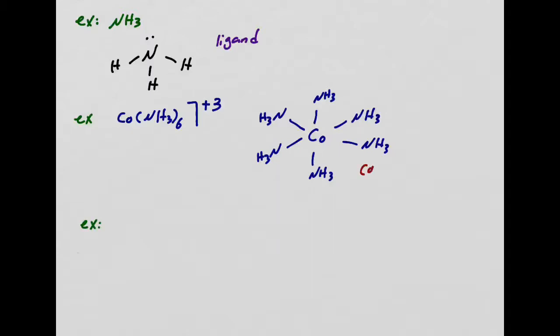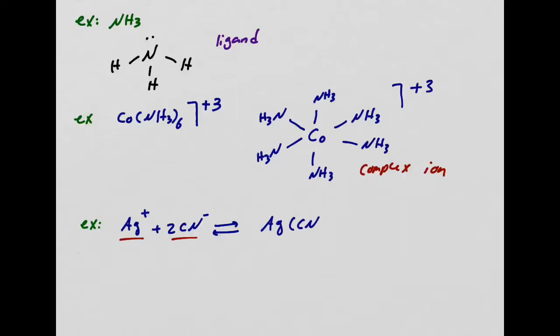This is a complex ion. You guys are good so far? And again, this has a charge of +3. Now, let me give you another example. I have silver metal cation, and then I'm going to have 2 CN minus. They are going to make a complex because Ag plus is a metal cation. CN minus is a ligand because it has a minus charge, so it has electrons to donate. And so silver is going to be surrounded by 2 CN ligands.